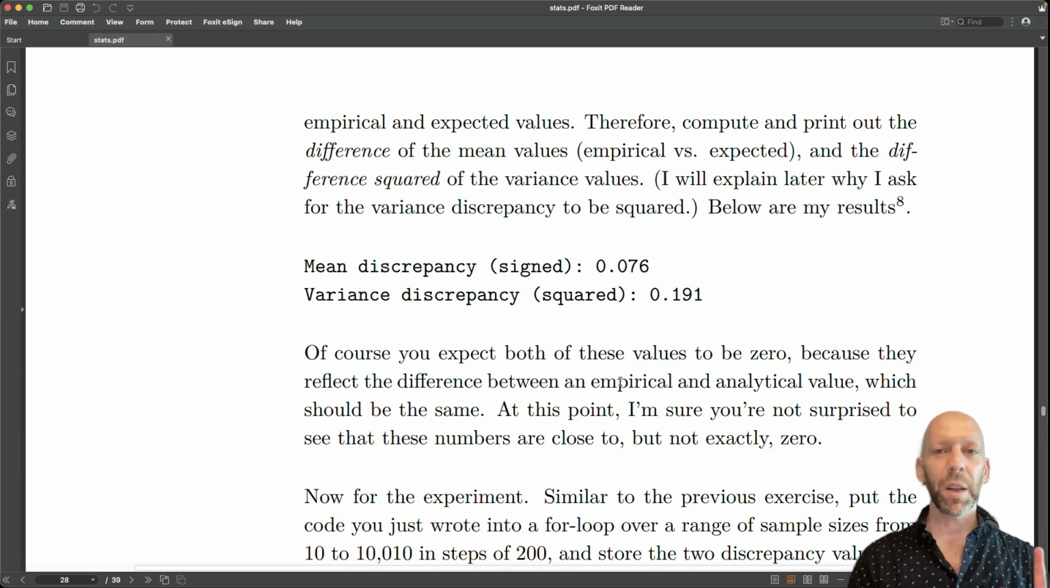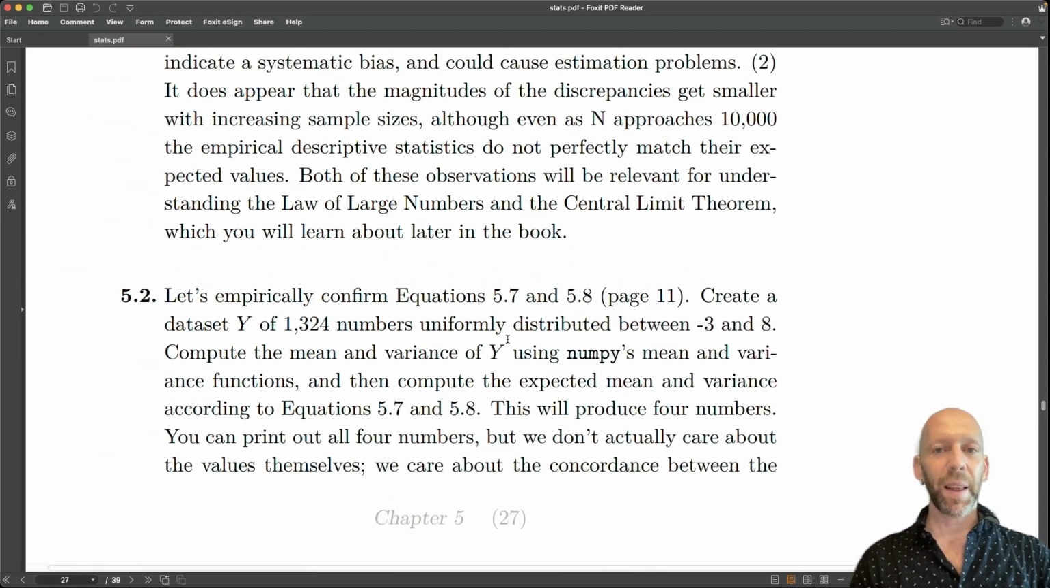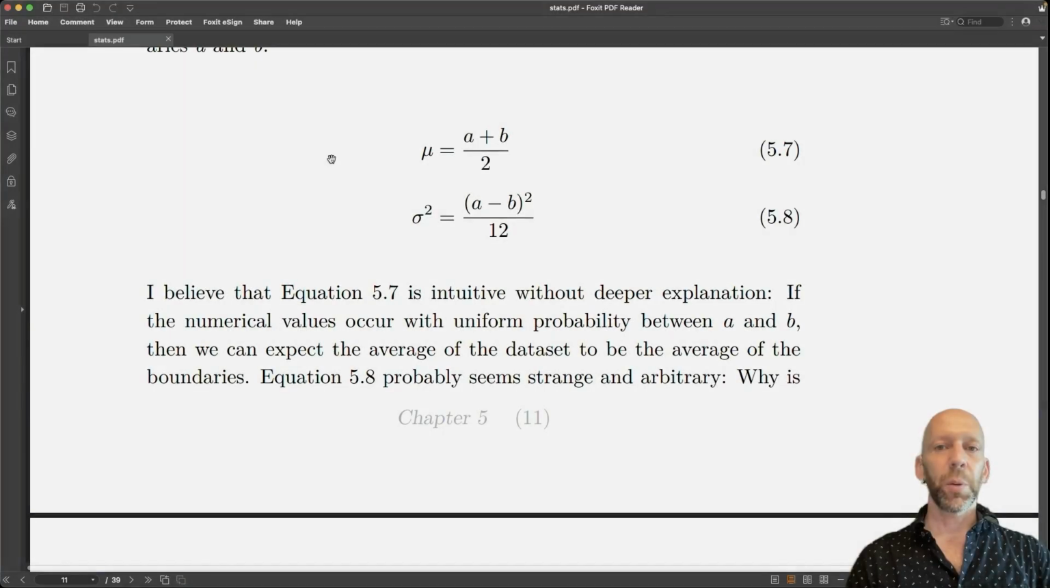So there's more to this exercise than just what I explained, but I'm going to get back to the experiment in a moment. First, I want to show you the equations, and then I will switch to Python and we'll see how to implement them. So here are the two equations for the analytic or expected mean and variance of a uniform distribution, where A and B are the upper and lower bounds of that distribution.